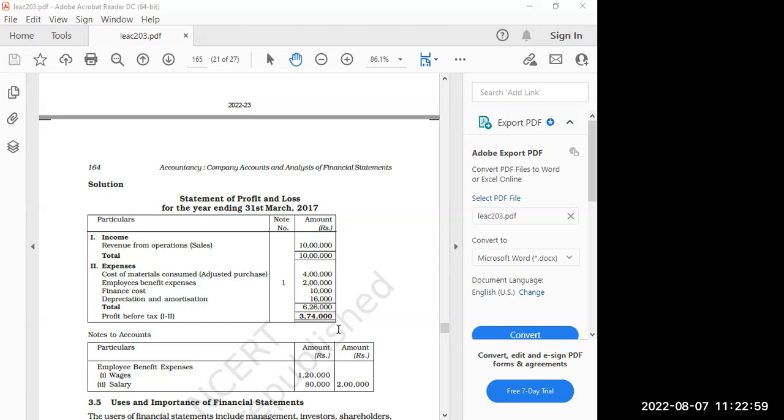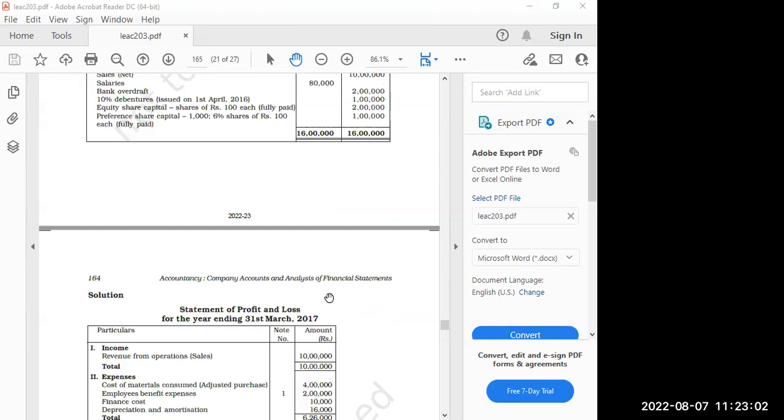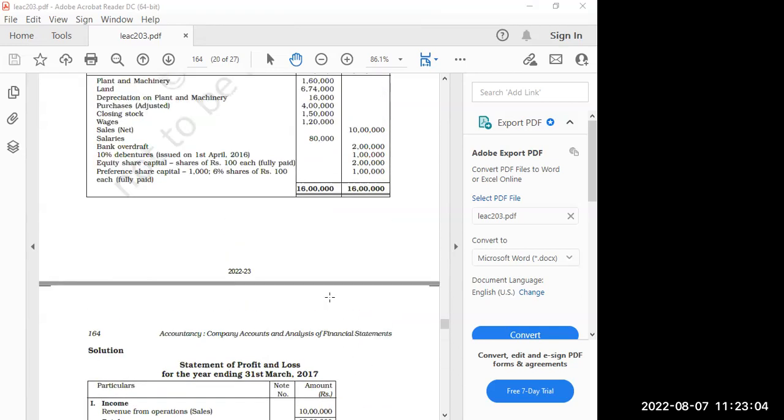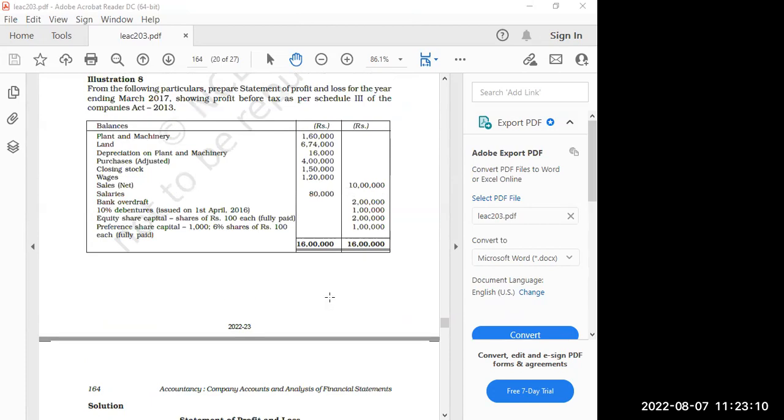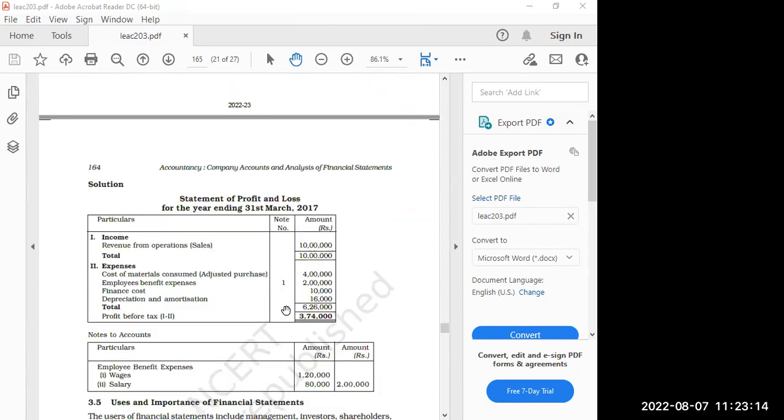First expense in the format is what? Cost of materials consumed. Here it is, cost of materials consumed. How much is there? Purchase is there. How much? 4 lakhs is there. That I'm taking, 4 lakhs. This company is a manufacturing company, so I'm writing 4 lakh in the cost of materials consumed.